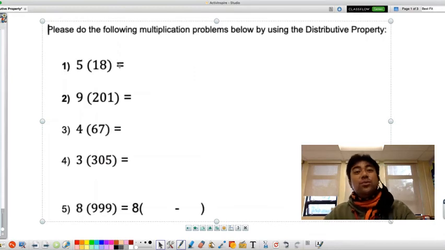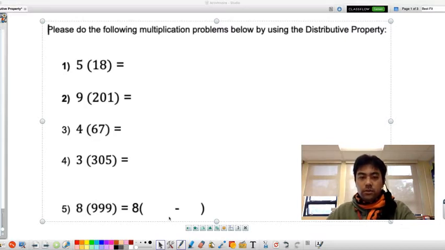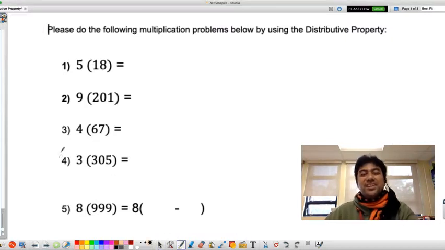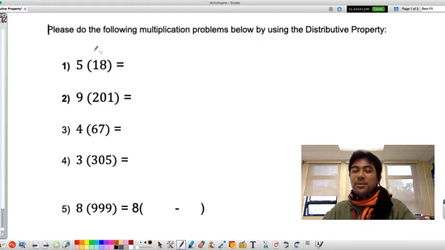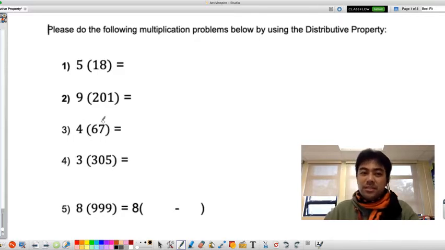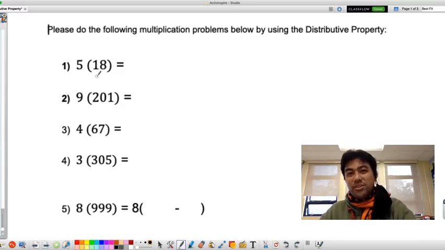All right. So what we're going to do together is we are going to do some multiplication problems. Now, you're probably wondering, wait a minute, Mr. De Ocampo, there's no multiplication sign, so how can this be a multiplication problem? Well, whenever you see a number right next to parentheses, this is multiplication, okay? So this is 5 times 18. This is 9 times 201. This is 4 times 67, and so on, okay? So I want you to remember that this is multiplication, all right?